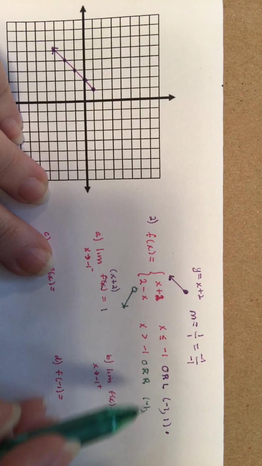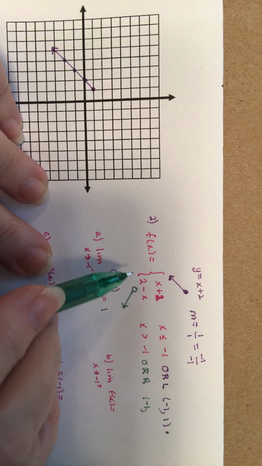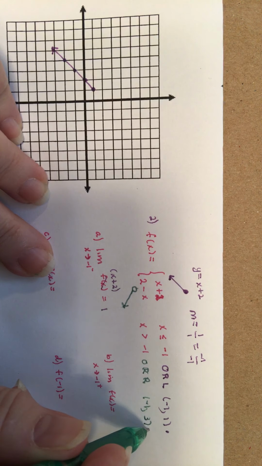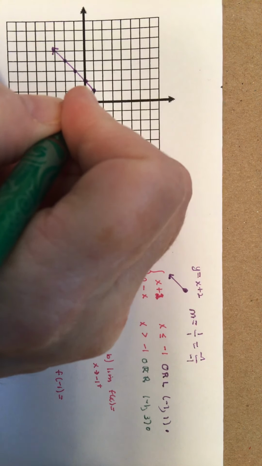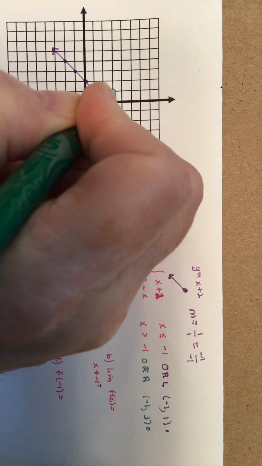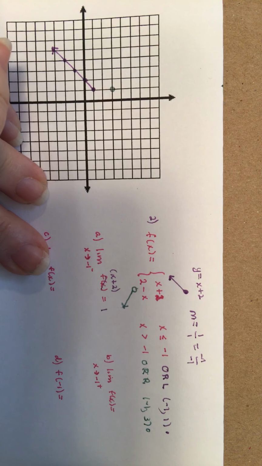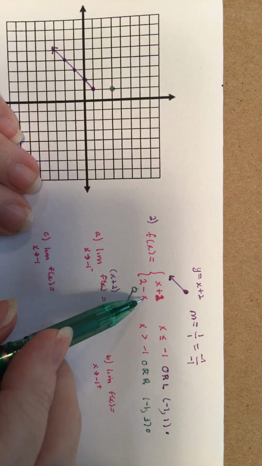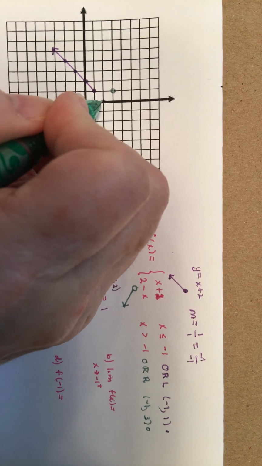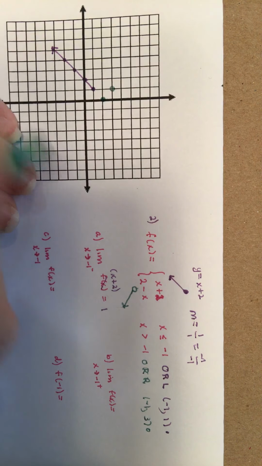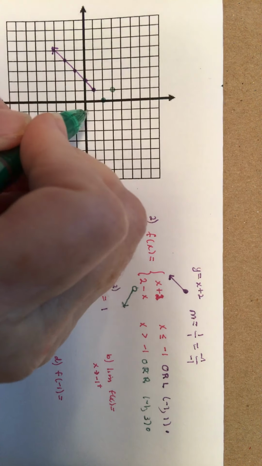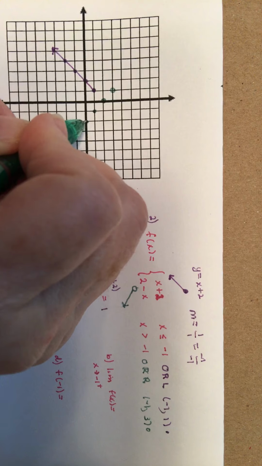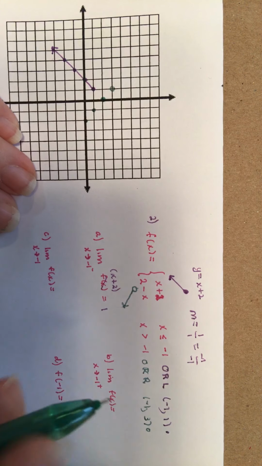2 minus -1 is 2 plus 1 is 3. So I plot -1, 3 as an open circle. And then again, I can plug in the point 0, and when I plug in 0, I get 2. I could plug in 1 and I get 1. I could plug in 2 and I get 2 as long as they are on the right.